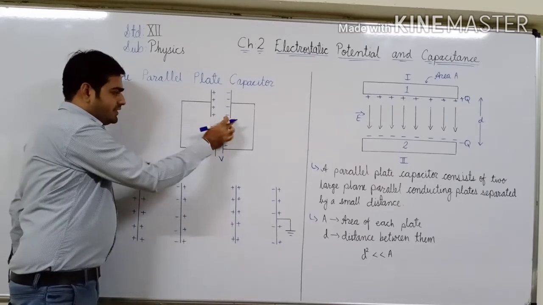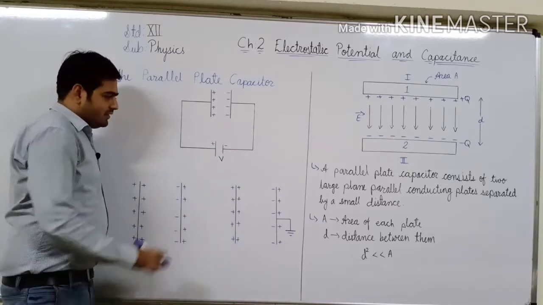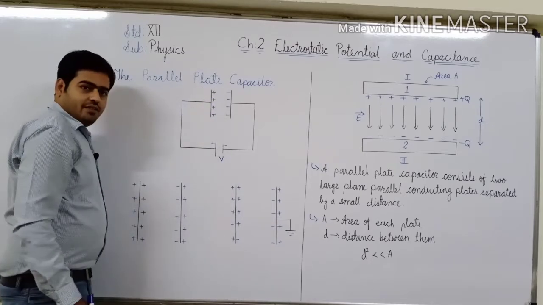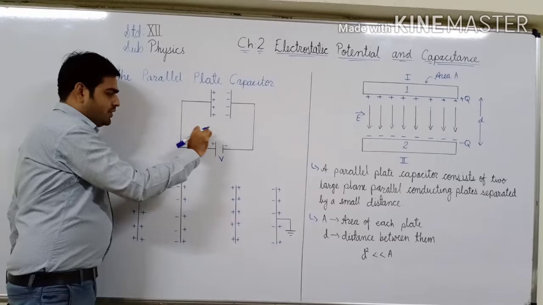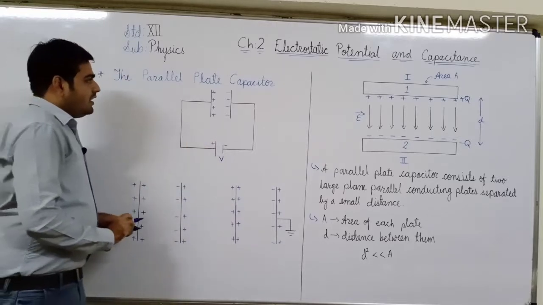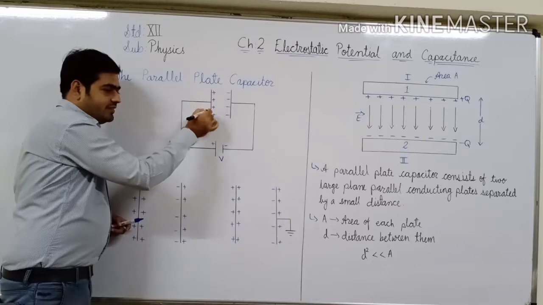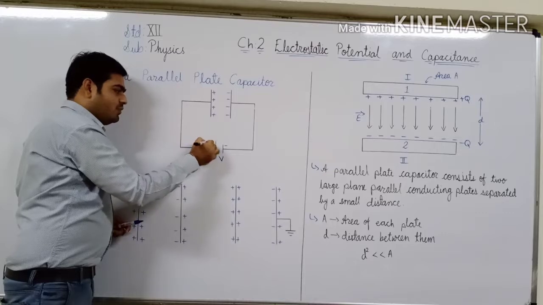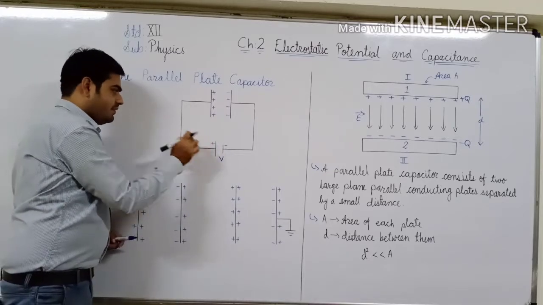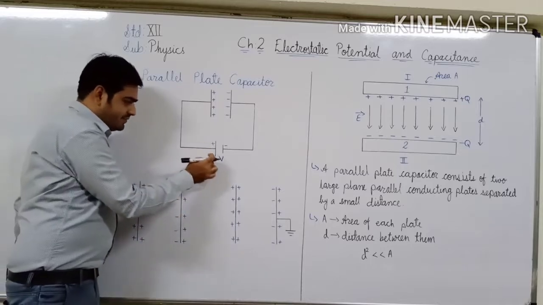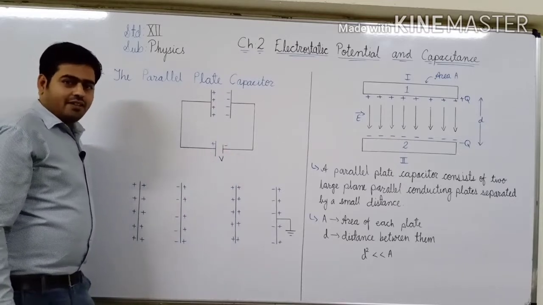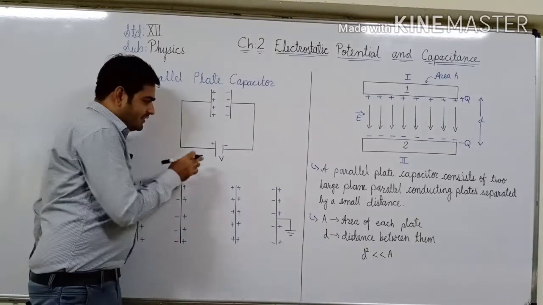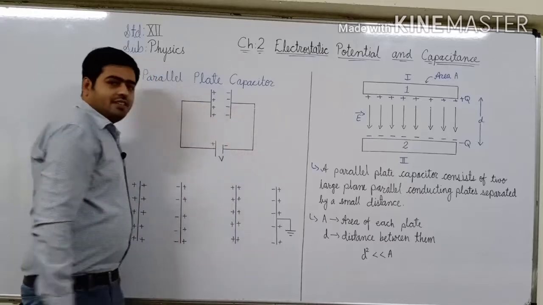When we connect these two plates with battery, then what will happen? This is positive terminal of the battery. Free electrons of this plate will get attracted towards this positive terminal. It means all the free electrons of this plate will move through this conducting wire towards this positive terminal of the battery. After reaching here, inside the battery, these electrons will get energy. After getting energy, electrons will move towards this negative plate.